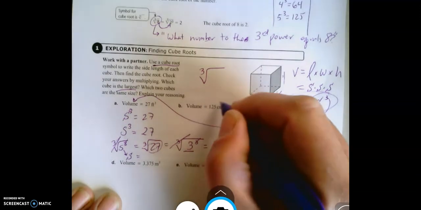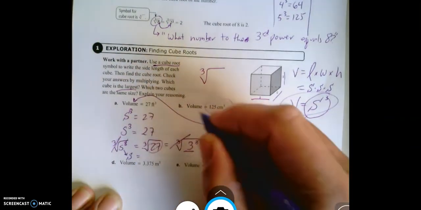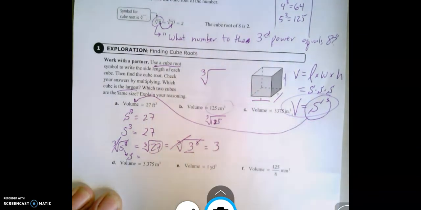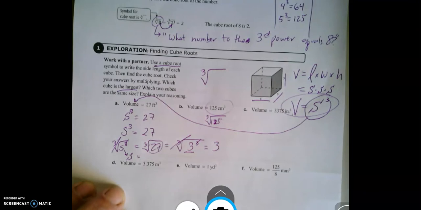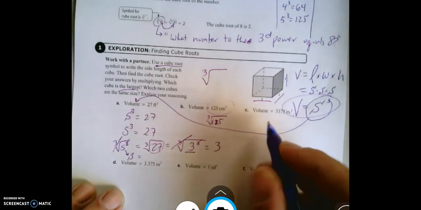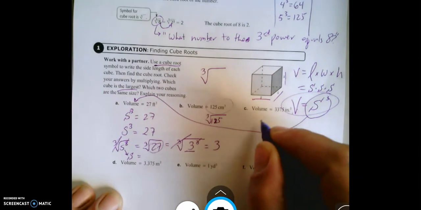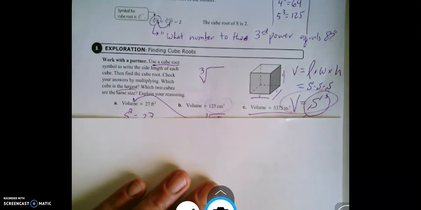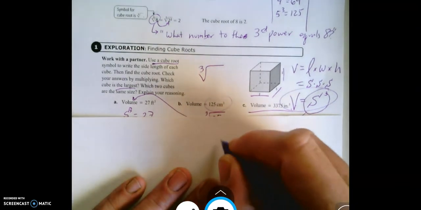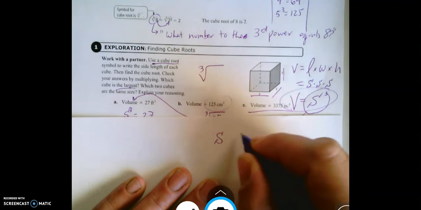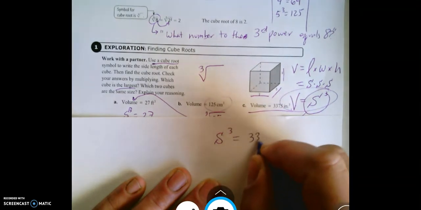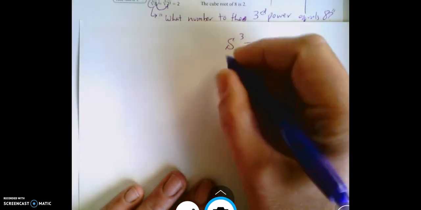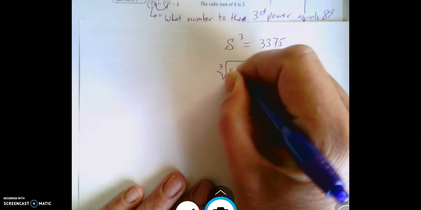Okay, so go ahead and try it out for 125. Set it up the same way, and you're going to need to do the cube root of 125. Now, I'll leave that for you to do. But when we get to something like this one, 3375, we're going to write volume equals 3375, or s cubed equals 3375. Now, I don't know what the third root of this is, but we're going to go and set it up.